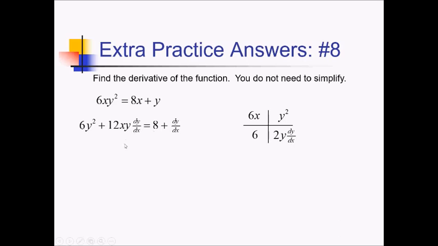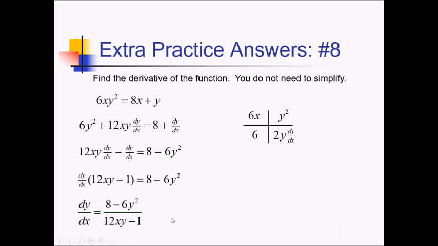Now we're going to isolate the dy over dx's, so let me get those on the left side and get everything else on the right side. 12xy dy over dx, that can stay on the left. Let's subtract dy over dx to get it over there as well. And now I've got an 8 on the right side, and I'm going to join it with this 6y squared, which I'm going to subtract to get over there next to the 8. Now I can factor out a dy over dx from the left side, leaving me with 12xy minus 1. And to get dy over dx by itself, I'm just going to divide everything by this parentheses, put it down there underneath the 8 minus 6y squared, and call it a day.